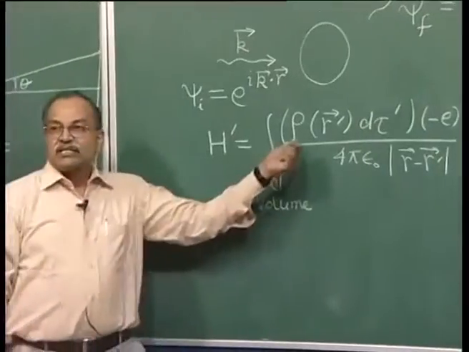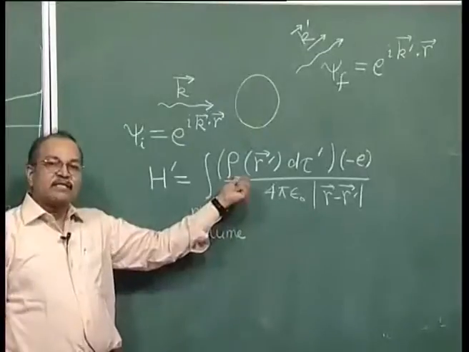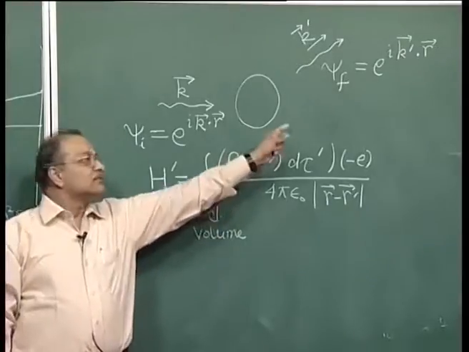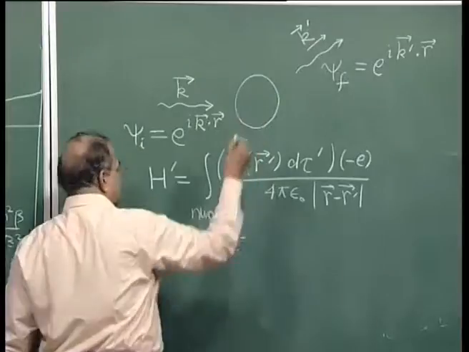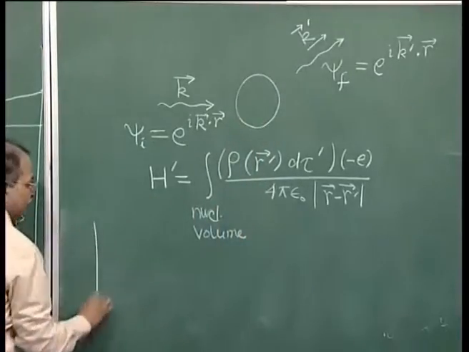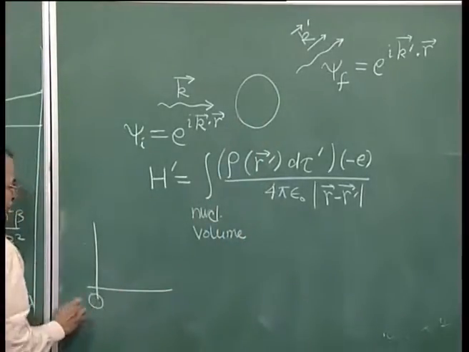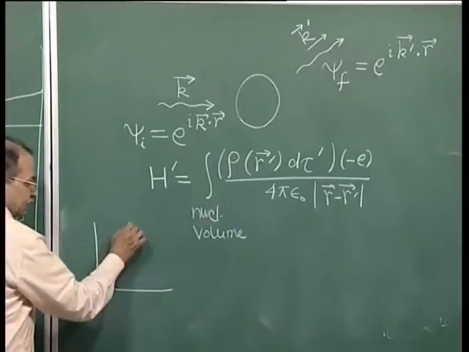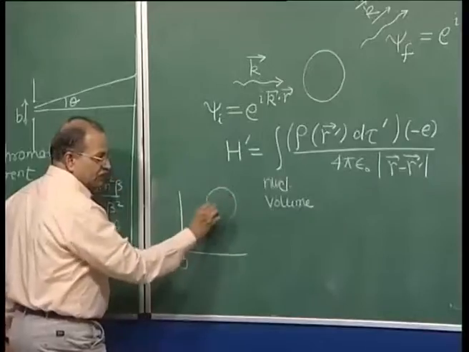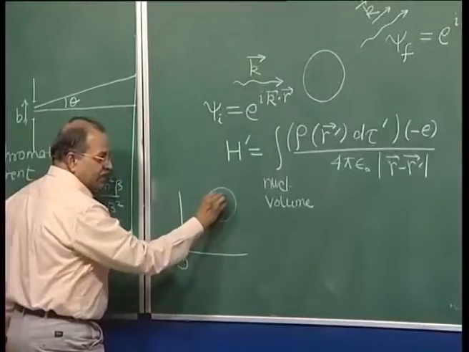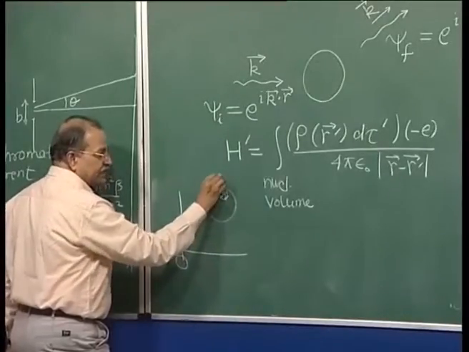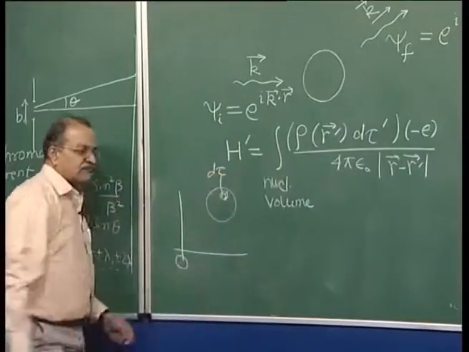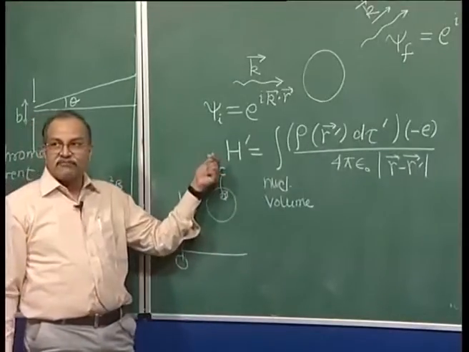What is this? I am only writing the Coulomb energy of the electron with this nucleus. So, if you have, let me draw it here, if you have your origin here, and this is the nucleus, this is the nuclear volume, and you take a small volume element, this I am writing as d tau. So, this will be our symbol, d tau is for volume.